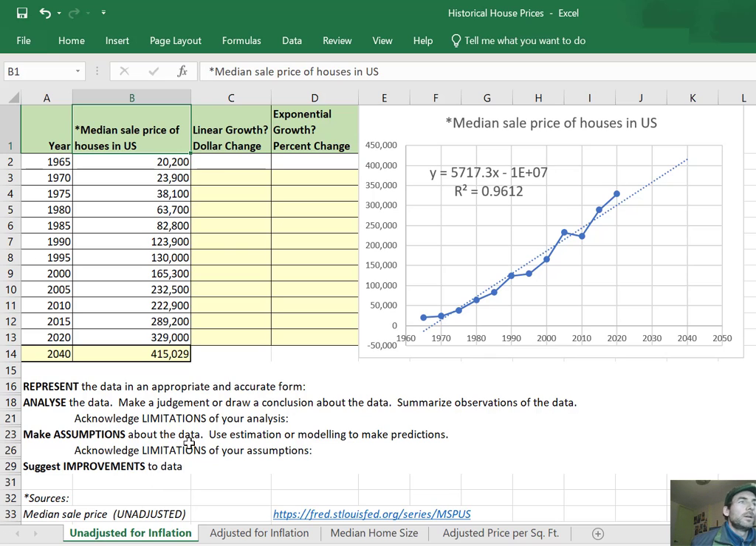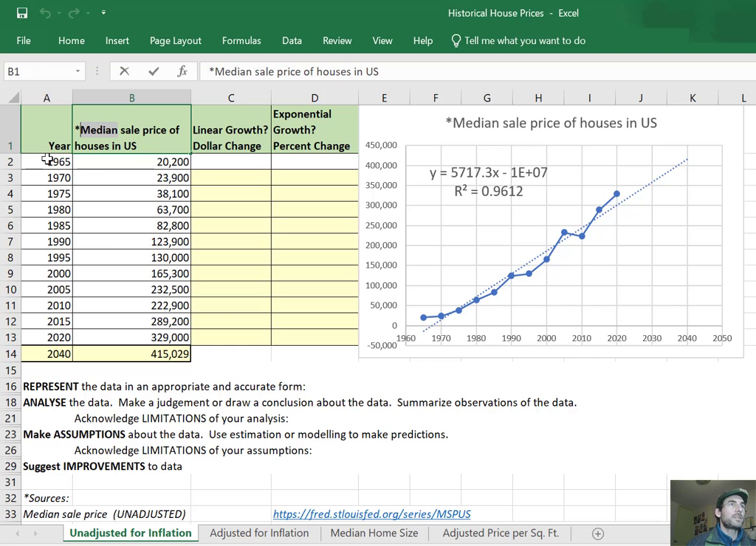So what we have are years from 1965 to 2020, and then median sale price of houses in the US. Now, first of all, what does median mean? Median is a type of average, and it means that half of the houses sold were sold for less than that number. Half of the houses sold were sold for more than that number.